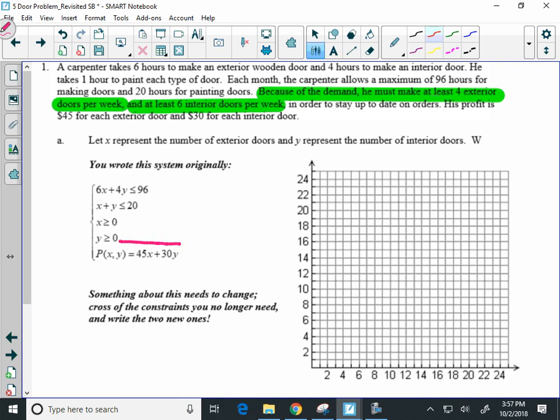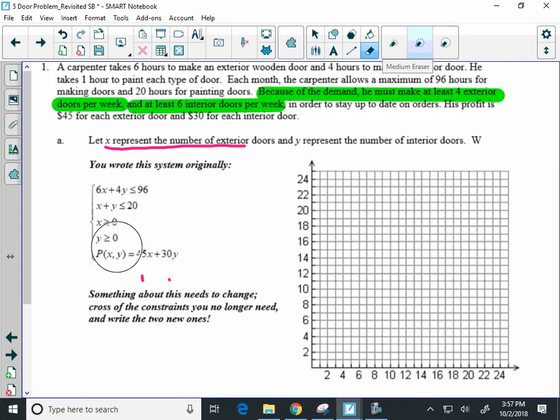That is where you get this profit function right here. X is the exterior, so $45 for an exterior door, plus $30 for the interior door, which is Y. Now, with this system, this matched exactly the constraints that we were given the first time around. But something about this needs to be changed.